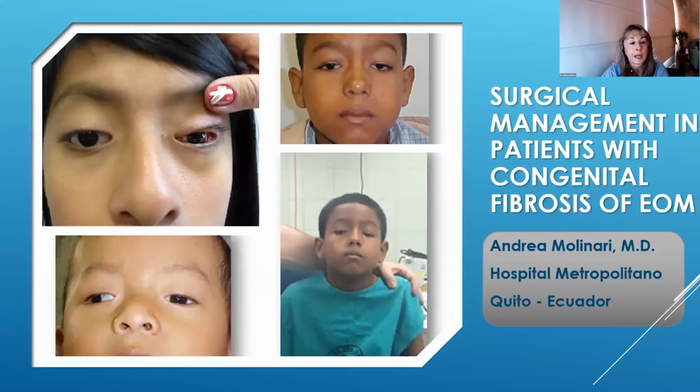Today I'm going to talk on the surgical management in patients with congenital fibrosis of the extraocular muscles, which is probably one of the most challenging entities among strabismus syndromes. And this is mainly due to the profound anatomical changes that you will encounter in patients with this problem.